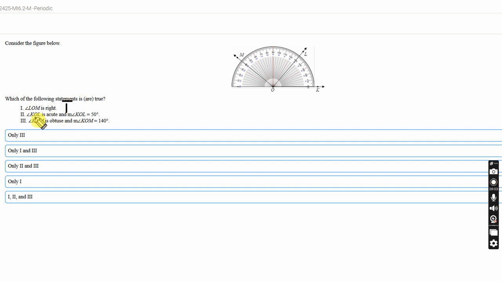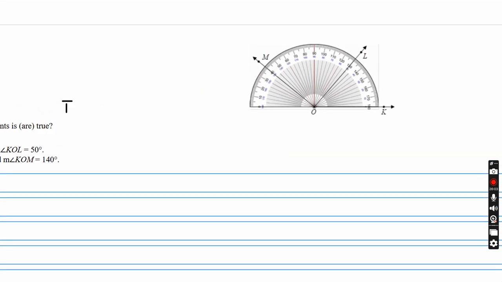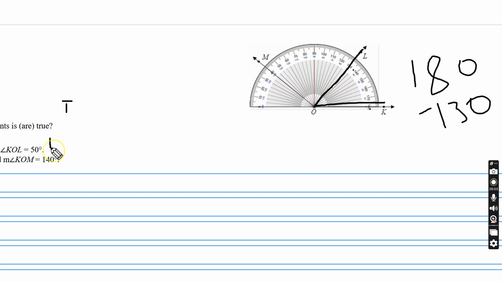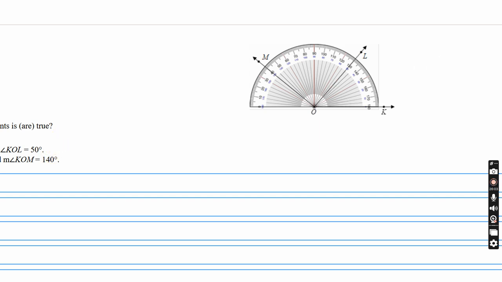Okay, the other one, KOL is acute and KOL is 50. So they're saying what is KOL. So let's zoom in again and let's check what is KOL. So that is 180 minus 130, right? Because that's 130 written there and 180 is here. So 180 minus 130, which is 50. There you go, that's true as well. So the first two are true. Now let's check the last one.